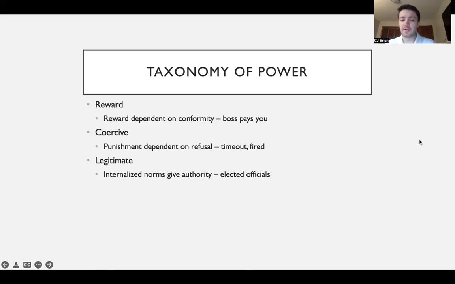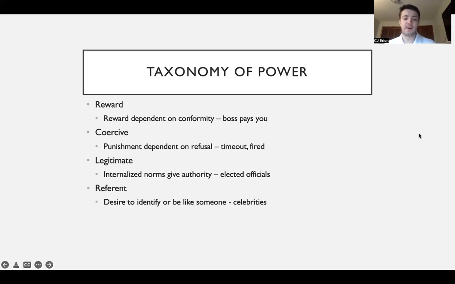There's legitimate power, which is where we have these norms or beliefs about authority in society. And so these people with authority then have legitimate power. And so that can occur with people like elected officials, right? We have these laws and systems determining how we elect officials. And so then the power that they are given once elected is legitimate.